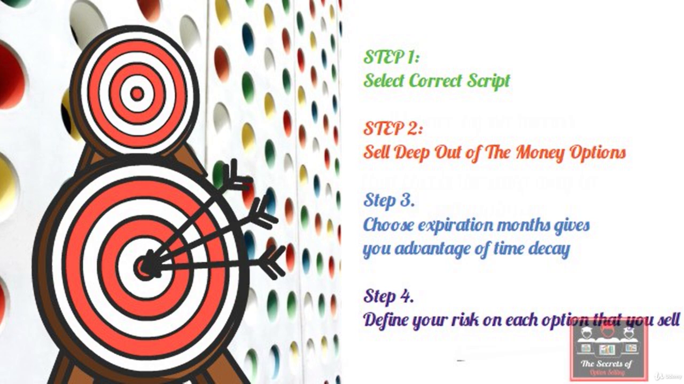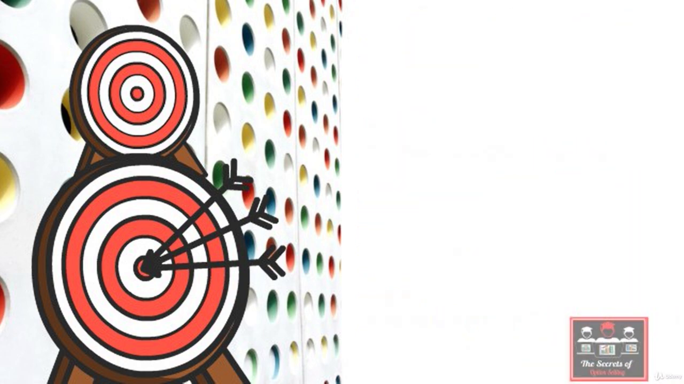Step 3. Choose an expiration month that gives you the advantage of time decay. Step 4. Define your risk on each option that you sell. We'll now look into more details of these steps. Step 1. Select the correct script.